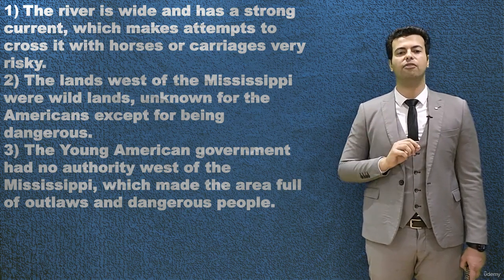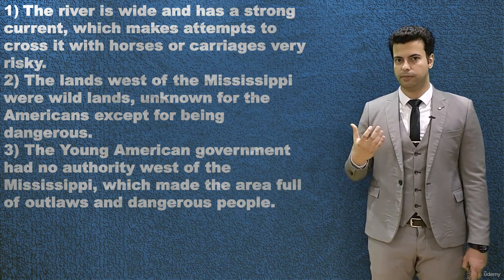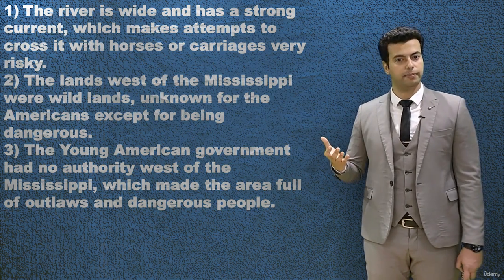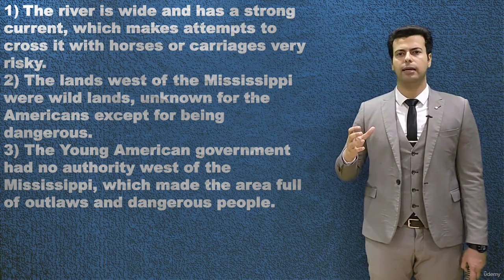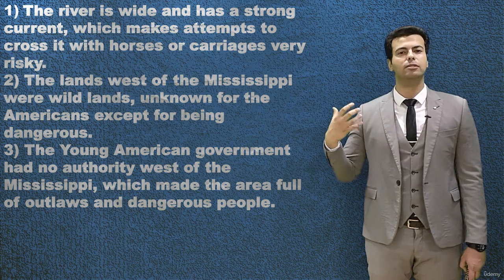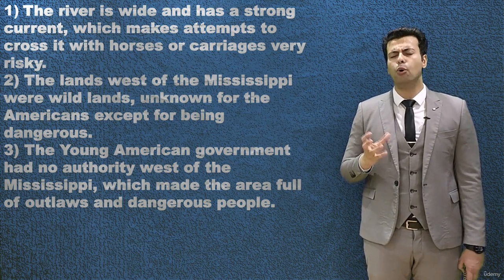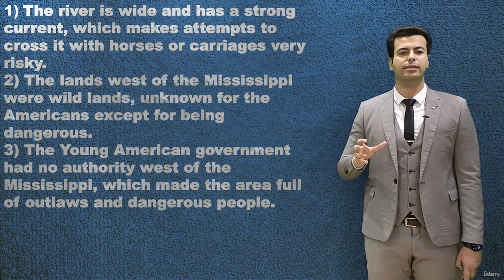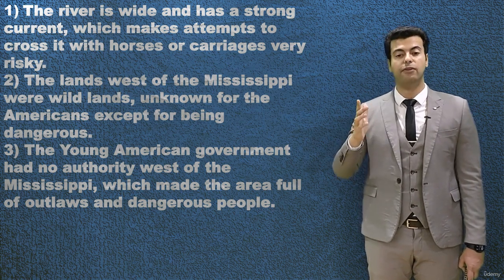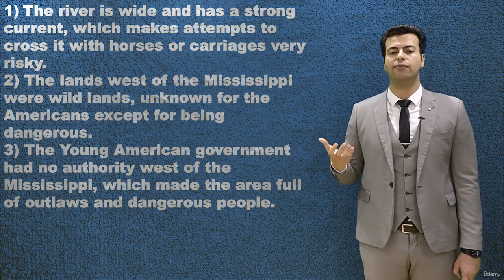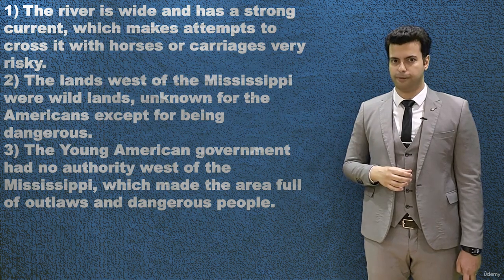The young American government that was formed in 1781 after independence was still young and did not have enough experience of ruling. And these people had no authority over the West Territories west of the Mississippi River, which made the area full of outlaws and dangerous people.